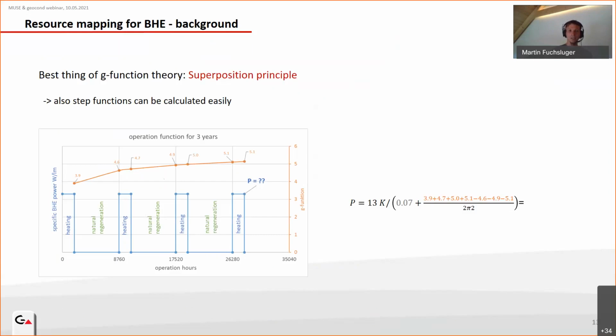You just need the G function at these points where the step is changing, and you just have to add them. In this case, we have 13 degrees of temperature difference we can use, and we get a simple formulation. This result shows we can use 33 watts per linear meter at this location, also at the end of the 4th period, of the 4th heating period.